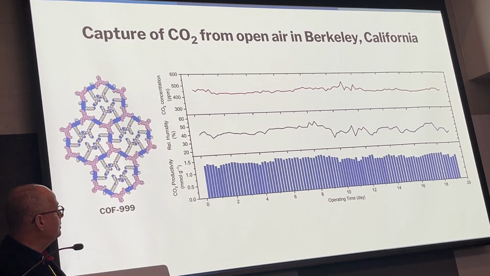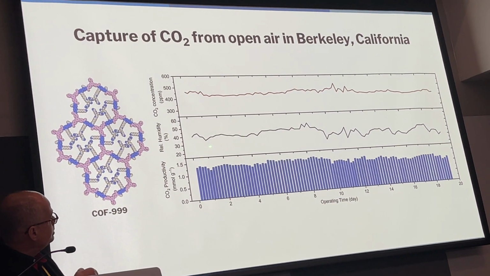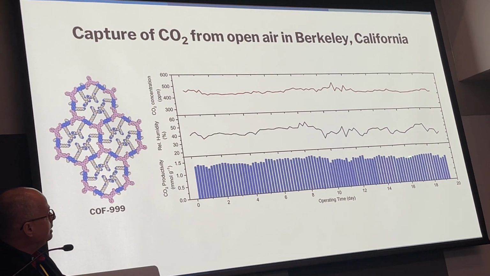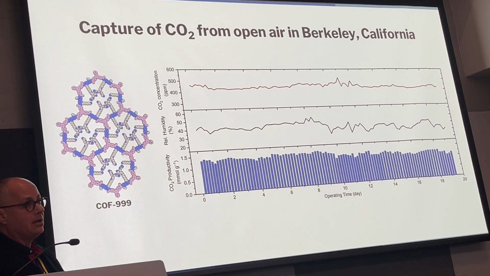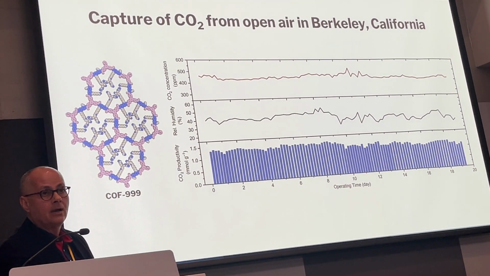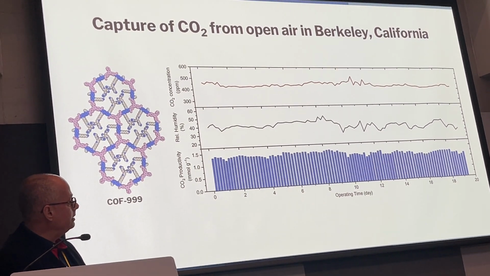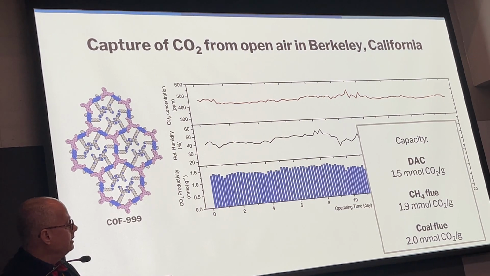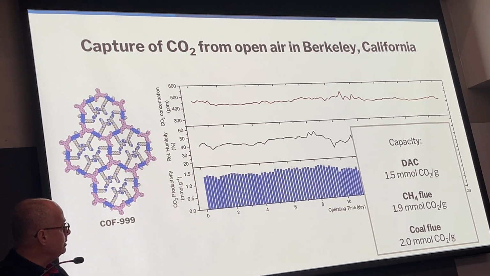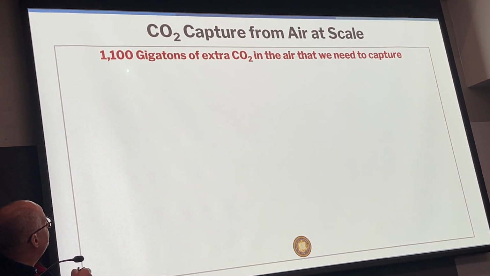That's how effective it is, and we find a relationship between water and the CO2 uptake. The more humidity in the air, the better the uptake. But when you look at one humidity level, the behavior is constant throughout the experiment. This is the best performing carbon capture material for CO2 from air that has ever been reported, and these are the parameters that convince anyone that this is commercializable.